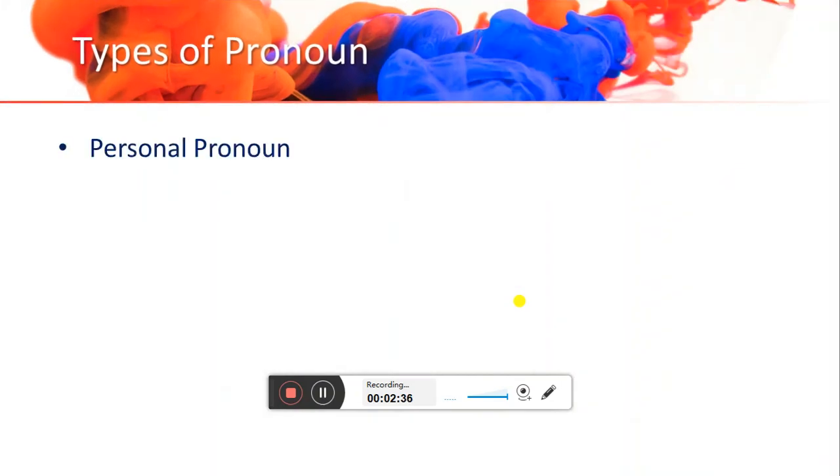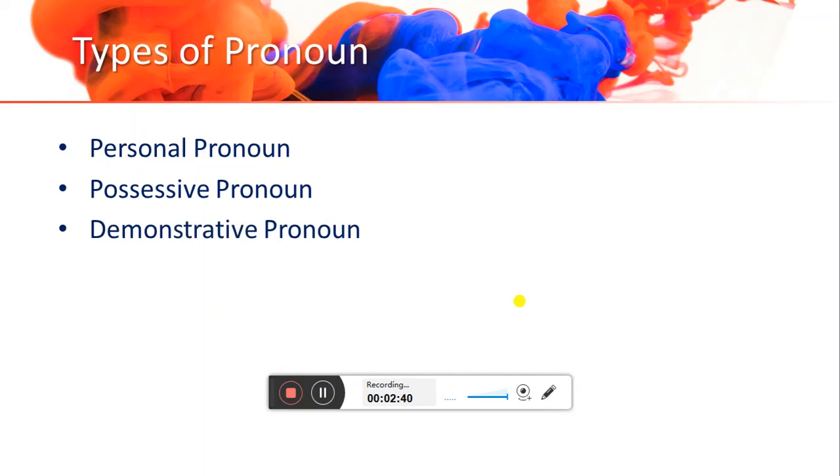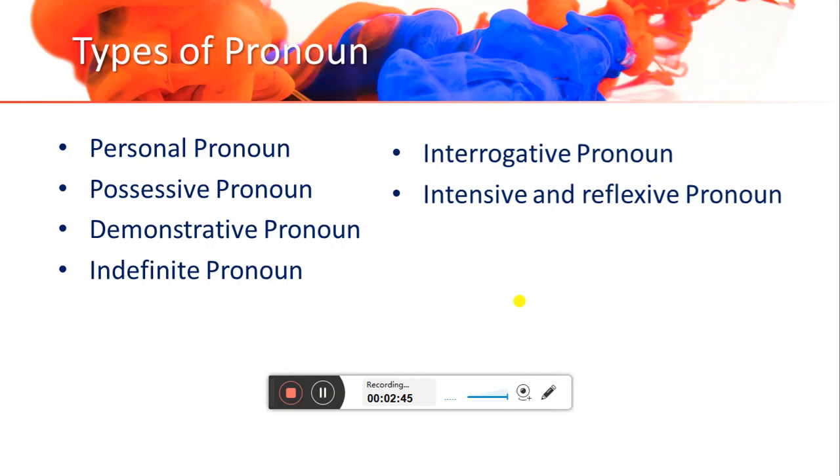Types of pronoun. So these are the types of pronoun: personal pronoun, possessive pronoun, demonstrative pronoun, indefinite pronoun, interrogative pronoun, intensive and reflexive pronoun, and reciprocal pronoun. Let me explain it one by one.